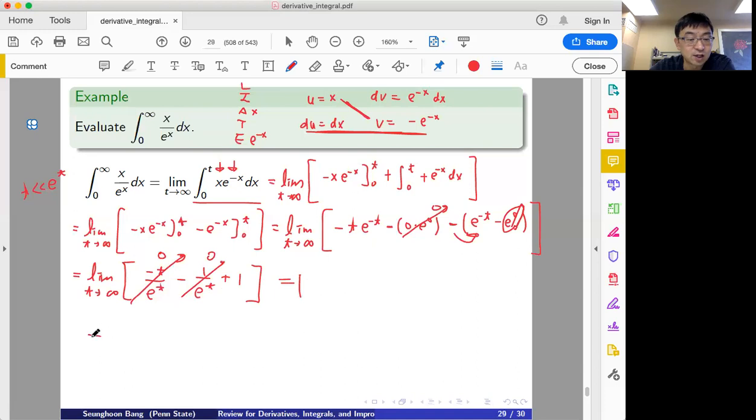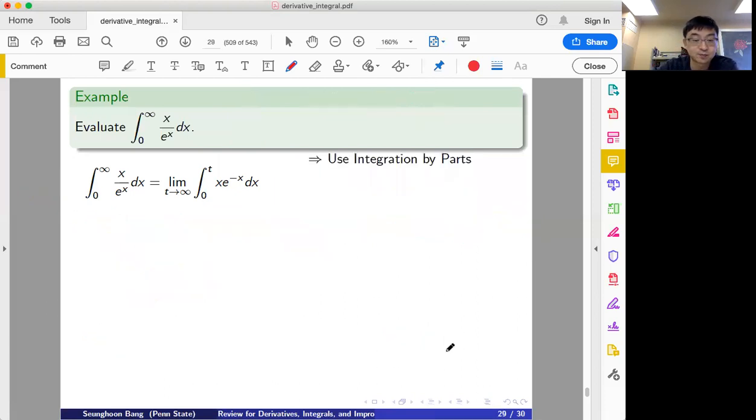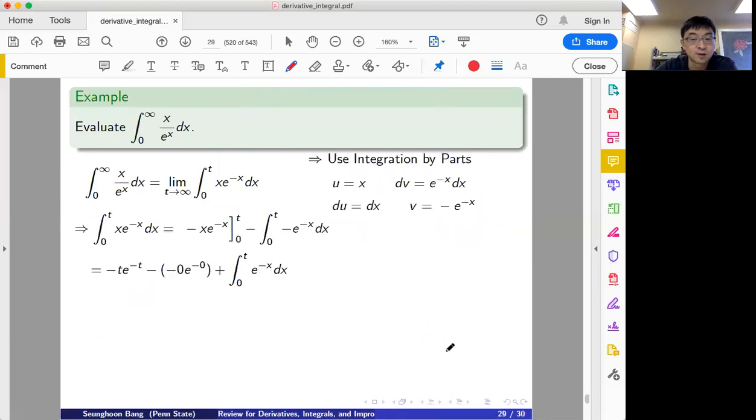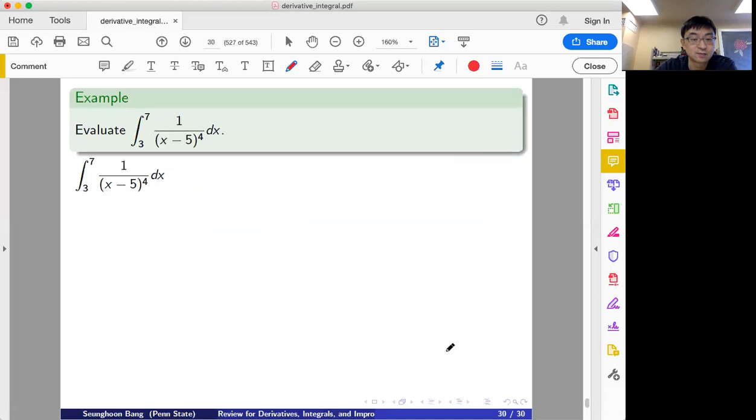The final answer is the improper integral from 0 to infinity of x over e to the x dx is convergent, convergent to 1. This is the whole idea for solving this problem. Like this. The last one.